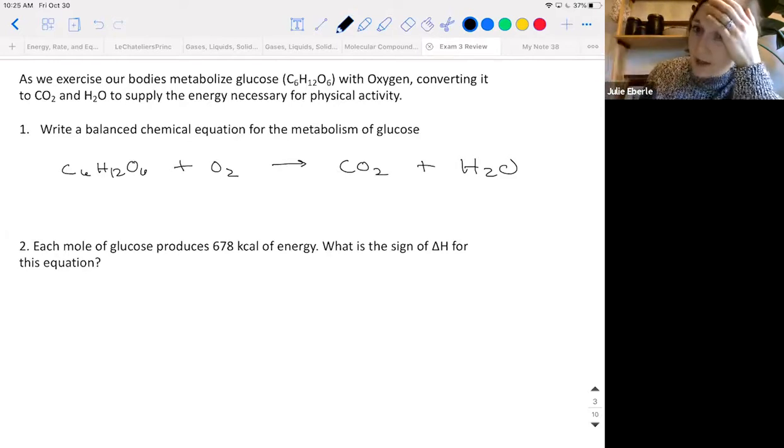All right, how do we balance this? Let's try just doing the carbons first. We'll put a 6 in front of CO2.